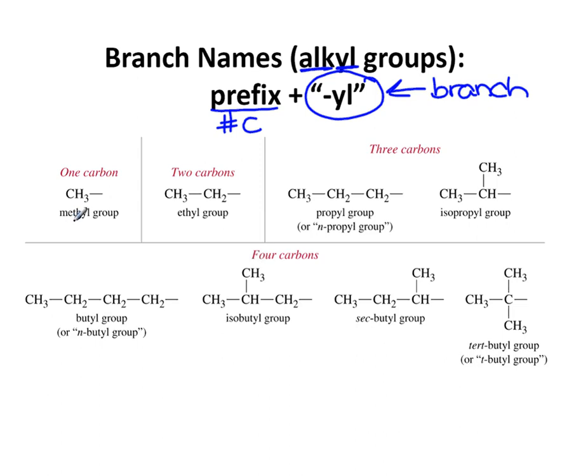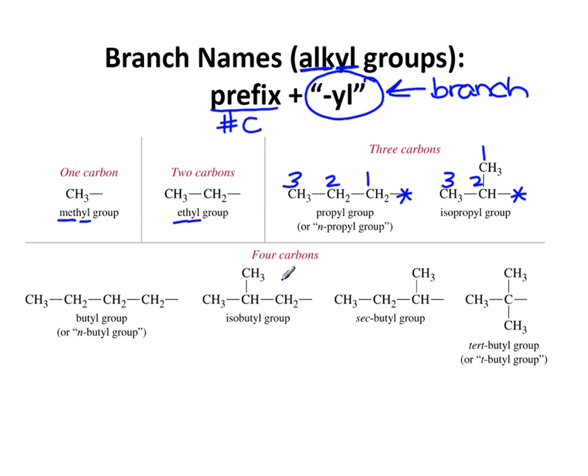So when we take a look at the first one, one carbon, we've got meth, and then YL, so this is called methyl, or a methyl group, a one carbon branch. Two carbons, we have eth, YL for branch, so this is ethyl, a two carbon branch. Three carbons, we have prop. There's a couple ways you can see prop groups. If they're all in a straight line, 1, 2, 3, and we count where the branch comes off of, then it's just called propyl. If the branch is attached at the middle carbon, so you can see 1, 2, 3, it's attached at 2, whereas this one's attached at 1. This one's called an isopropyl group.